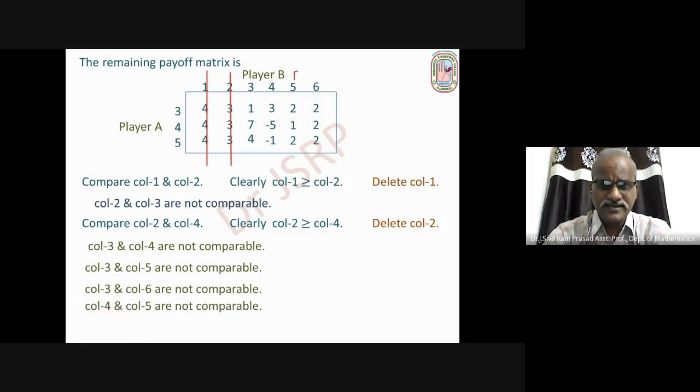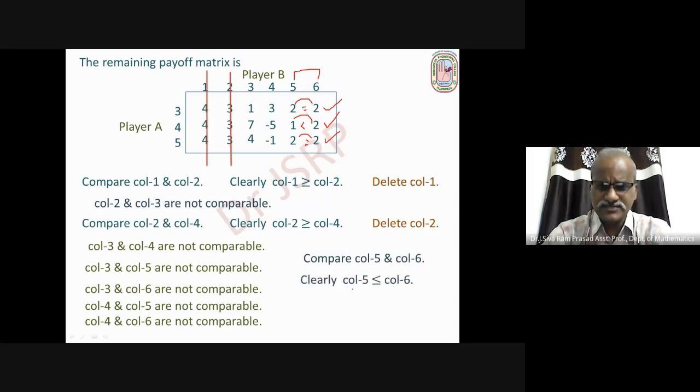Next combination, compare column 5 and column 6. Here 2 equal to 2, 1 less than 2 and again 2 equal to 2. So here equal, here less than, here equal. Equality can be taken as either less than or equal to or greater than or equal to, depending on the other inequality. So here we have 1 less than 2, so 2 less than or equal to 2, here also 2 less than or equal to 2. Therefore, elements of column 5 are less than or equal to the corresponding elements of column 6. So clearly column 5 is less than or equal to column 6.